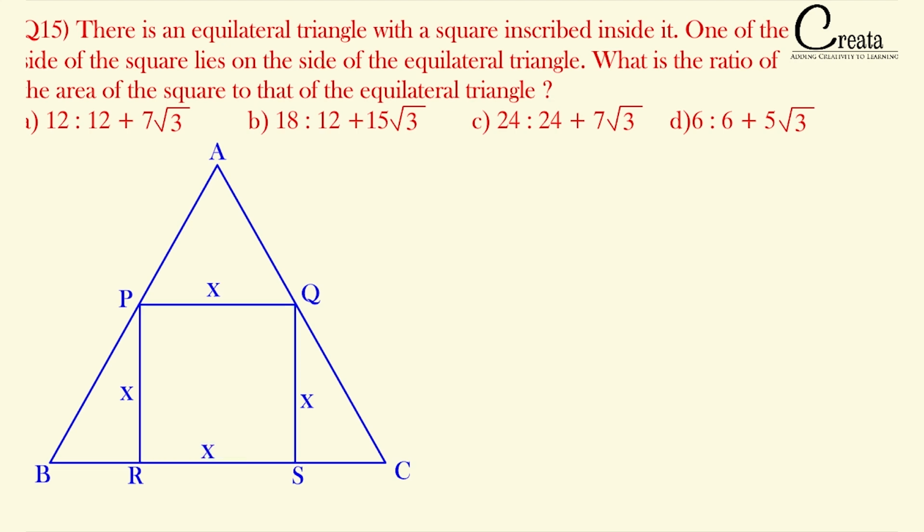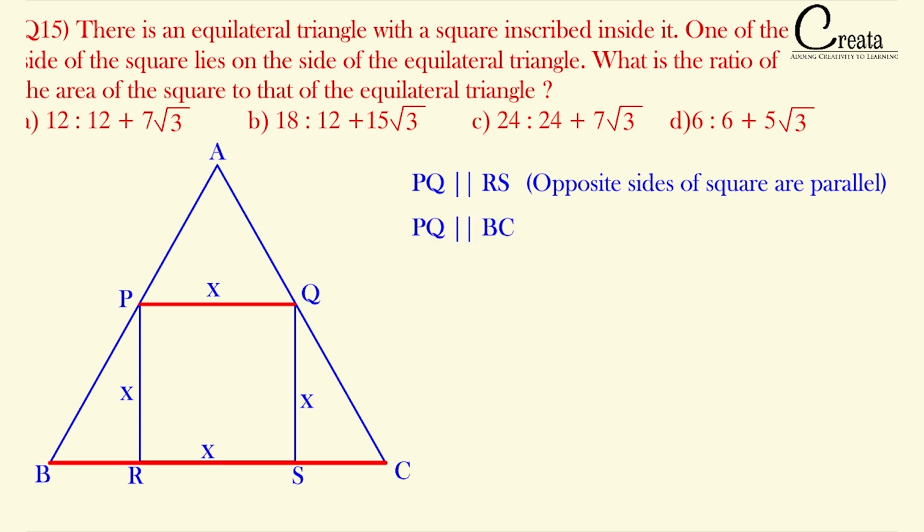Moving further, we also know the property of the square, that is, opposite sides are parallel to each other. So here PQ will be parallel to RS, or we can say PQ is parallel to BC. These two sides are parallel to each other. If these two sides are parallel, can we say the triangle APQ is similar to triangle ABC? Here angle A is common in both triangles, and angle B is equal to angle P, and angle C is equal to angle Q. Why? Because these are corresponding angles, and in the transversals we have done, corresponding angles in the case of parallel lines are equal.